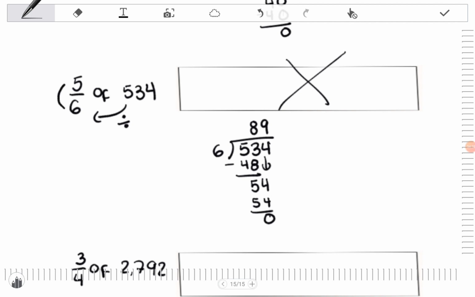After dividing, we're going to multiply the result times 5. So first we divide the big number by the denominator, and the answer times the numerator. So we have 89 times 5. 5 times 9 is 45, right? So we have 5 here, 4 on top. 5 times 8 is 40 plus 4, 44. That's it. So 5/6 of 534 is going to be 445. Super, super simple.